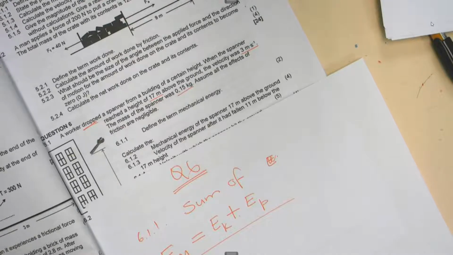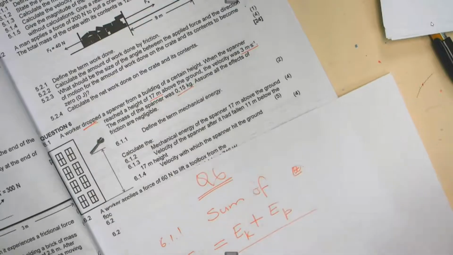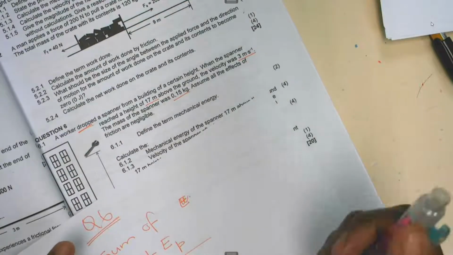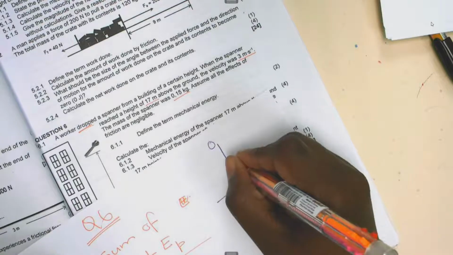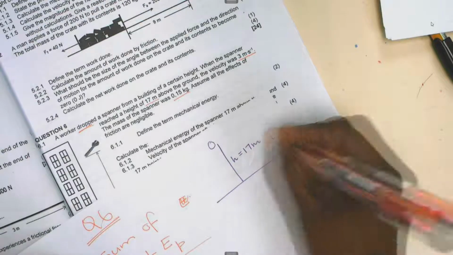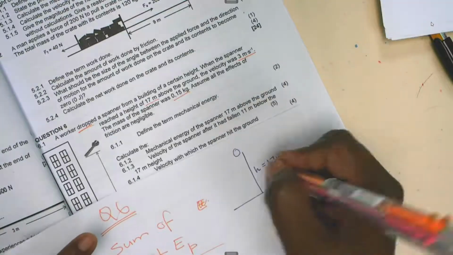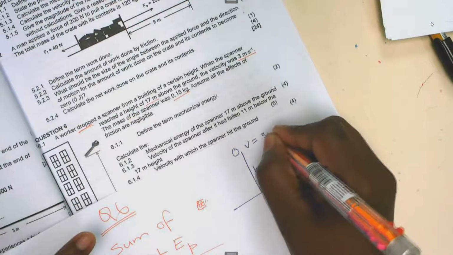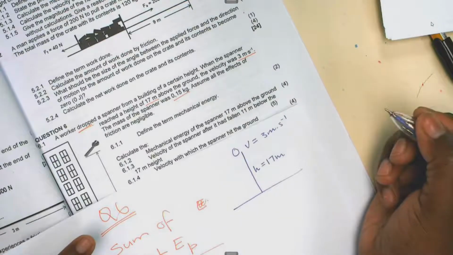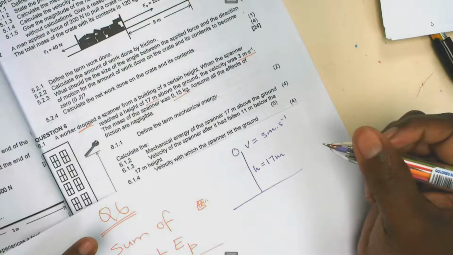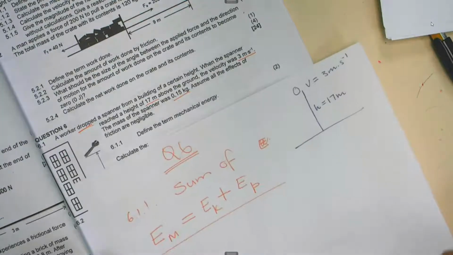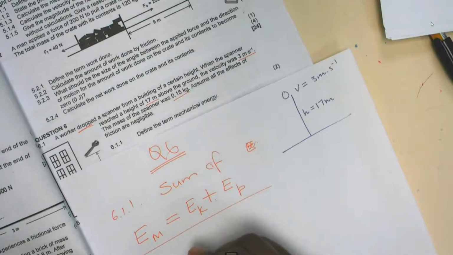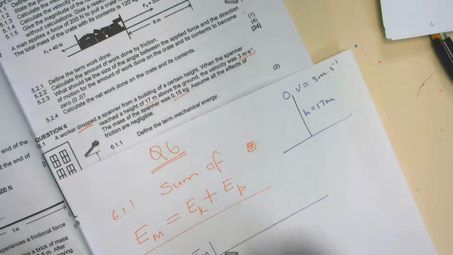So the height at which this object is above the ground is 17 meters. That means if this is the ground and the object is here, then the object is at 17 meters above the ground. And at this height, it is having a velocity of 3 meters per second. So if you make for yourself this schematic presentation, then it gives you an idea of what is happening. Then you can see that, let me go back, you want to calculate EM. This is what you want to calculate.